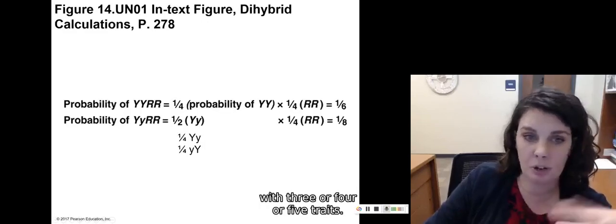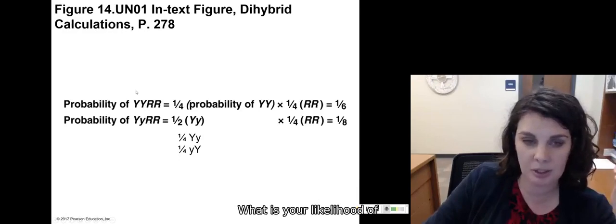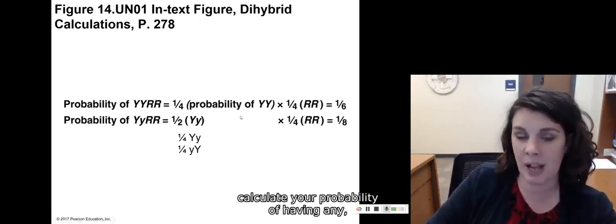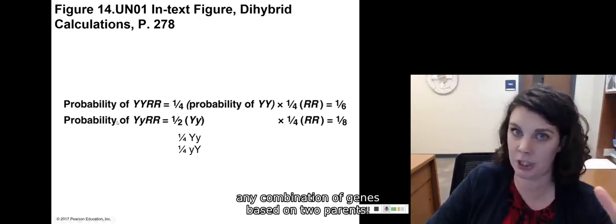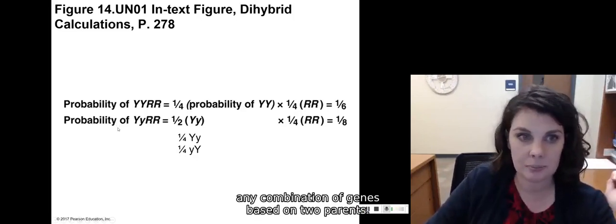And you can actually go through this with 3 or 4 or 5 traits. What is your likelihood of this? What is your likelihood of your third trait, your fourth trait, whatever? And you can go through and calculate your probability of having any combination of genes based on 2 parents.